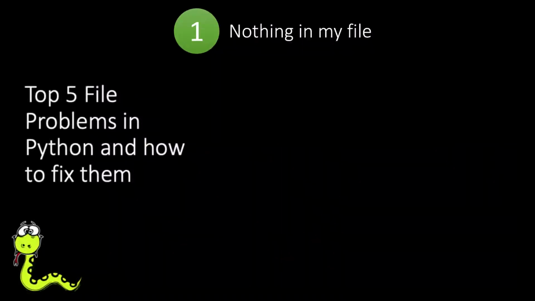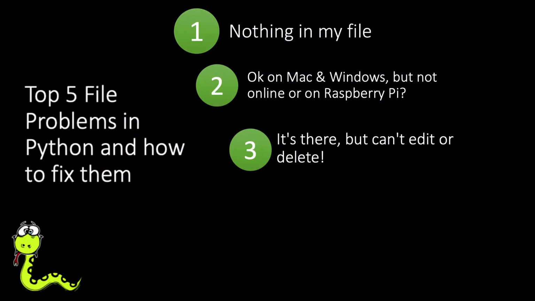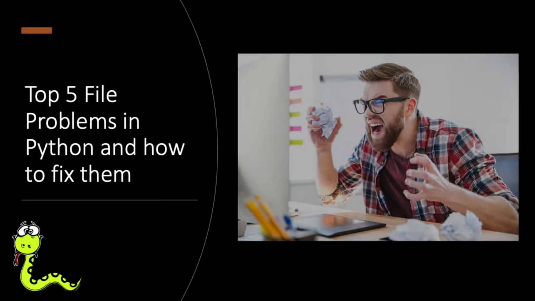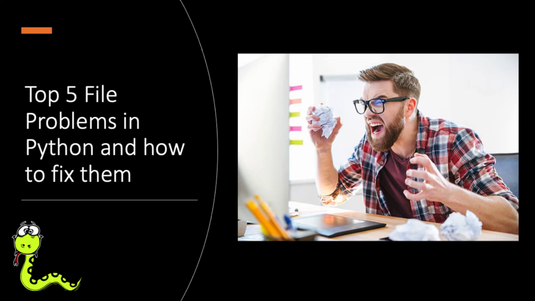In this video, we're going to look at the top 5 mistakes that can happen to you when you're managing files. These are a real problem for a lot of people, and hopefully by watching this video, you'll make sure it doesn't happen to you. Or if it's already happened to you, you'll learn how to fix those glitches. So let's go! So our first error is there's now nothing in my file.